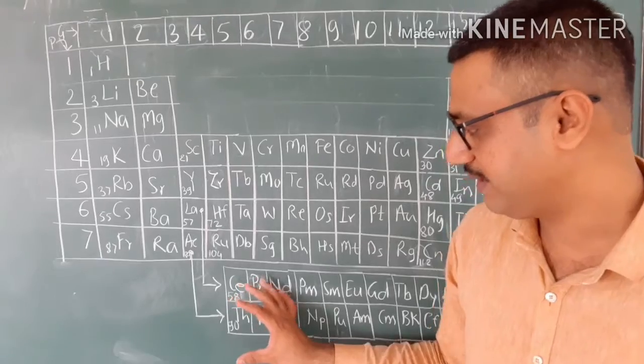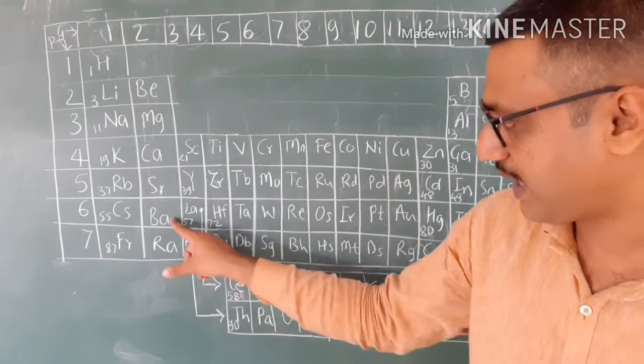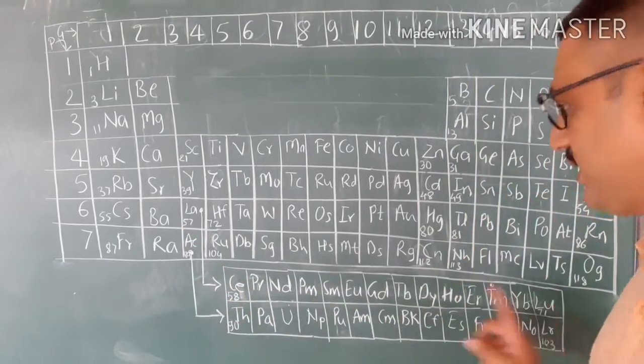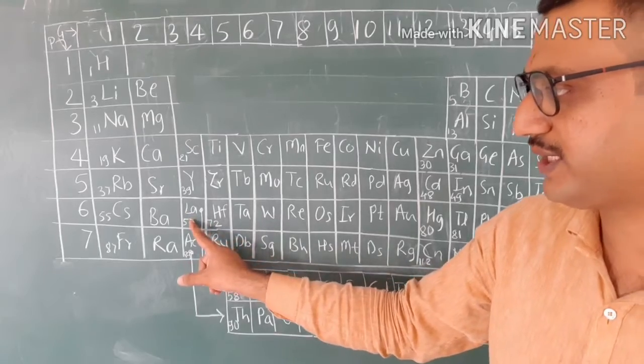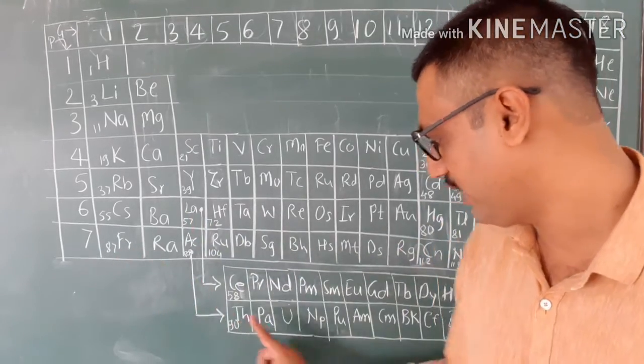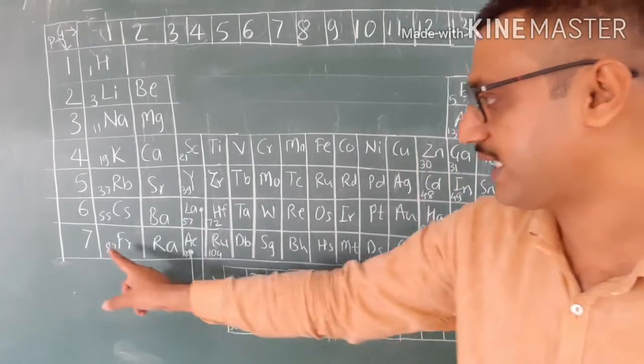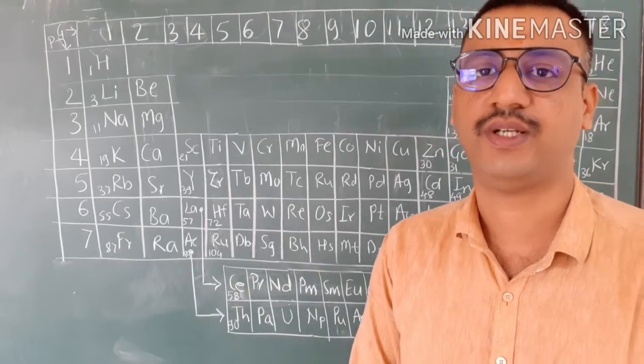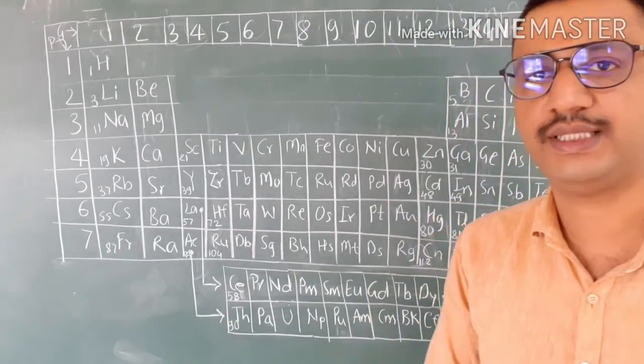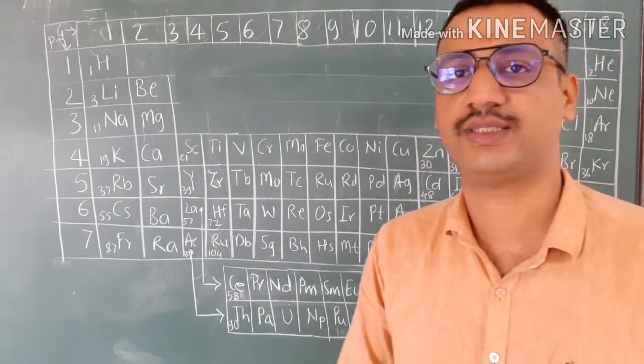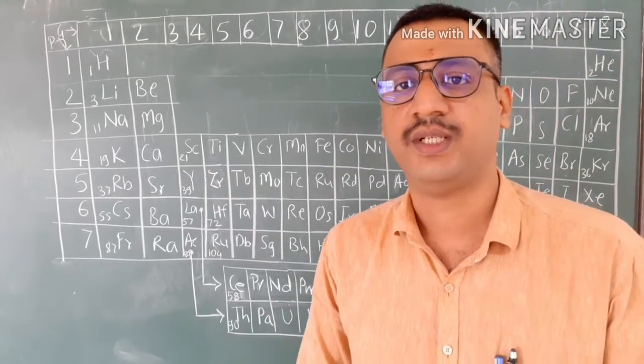At the bottom some elements are shown. These elements, cerium to lutetium, are members of the 6th period, and thorium to lawrencium are the members of the 7th period. Okay, so let's see the features in this lecture.